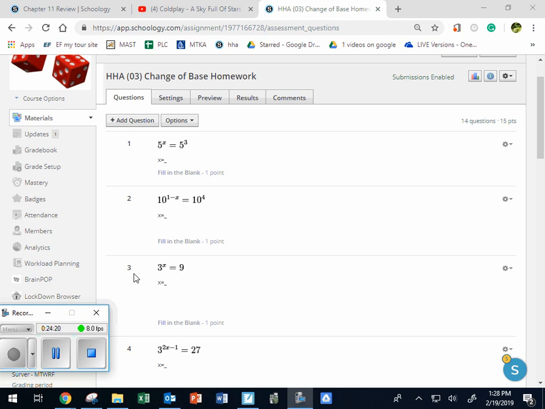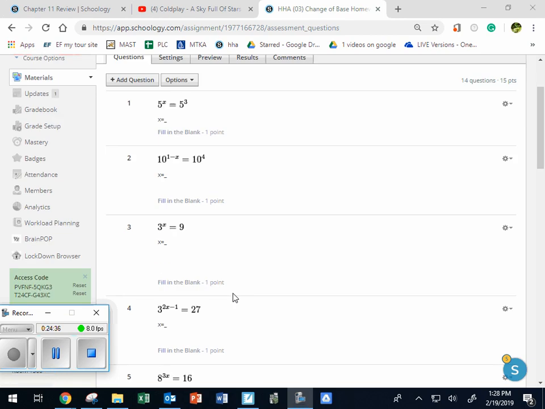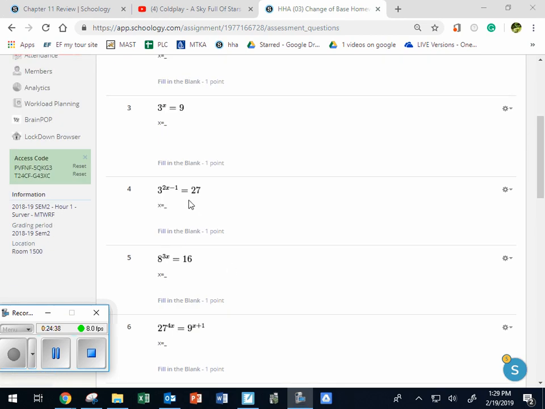All right. And number 3. 3 to the something equals 9. Ooh, there's a toughie. Now, you can just do it by thinking 3 squared is 9. Or you can do it by making the bases the same and saying 9 is really 3 squared. So then it's 3 to the x and 3 to the 2. So x equals 2. All right. This is the first one where you actually have to try. Look at number 4.